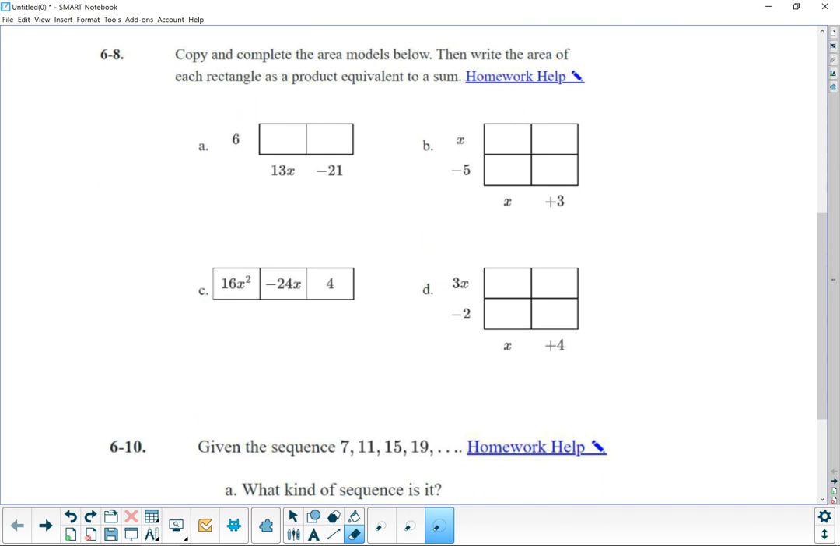Complete and copy the area models below. Then write the answer of each rectangle as a product equivalent to a sum.